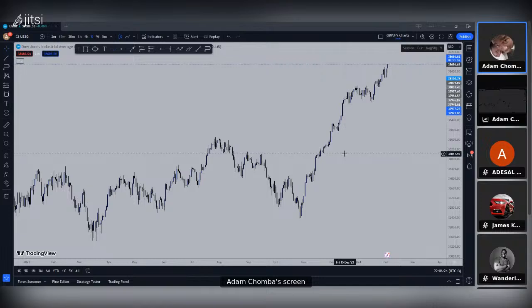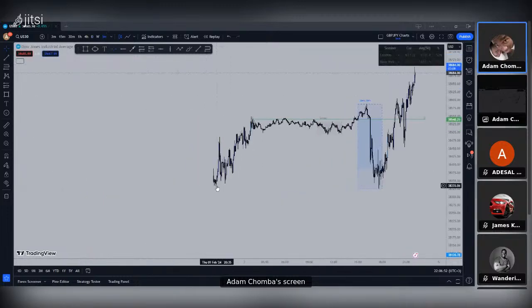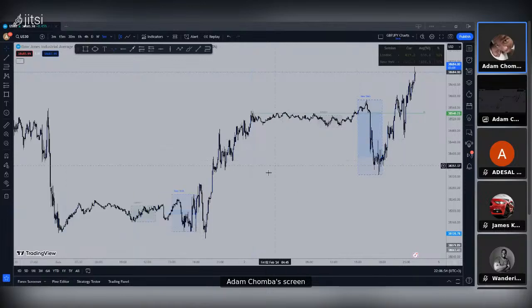So US30, it's an index. There's a couple of things that, of course, would be easier learned when we create a course for indices, because risk management on indices is slightly different. The pips count is different. The session is different. But something interesting is, everything works fairly the same.